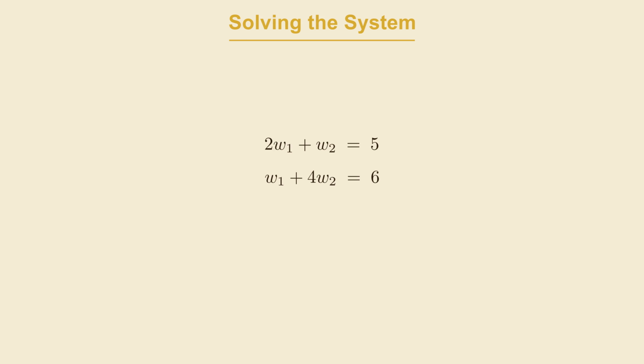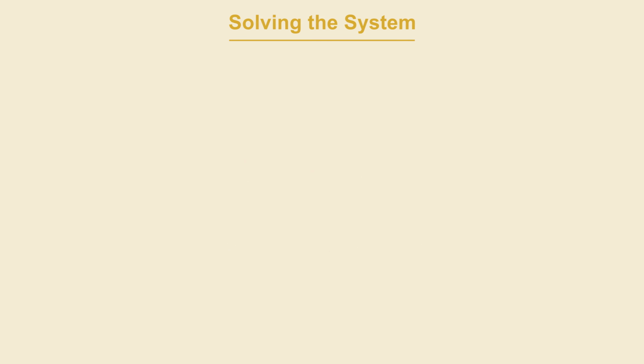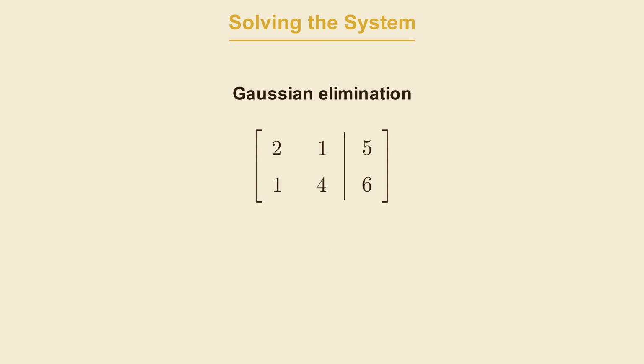Now we have a system of linear equations with two unknowns. Specifically, it's exactly the kind of system that we learned to solve in the subunit on linear systems. So we know that we can solve for the answer using Gaussian elimination on the augmented matrix. We stack the coefficients next to the right-hand sides. The augmented matrix has 2, 1, 5 on the top row and 1, 4, 6 on the bottom.